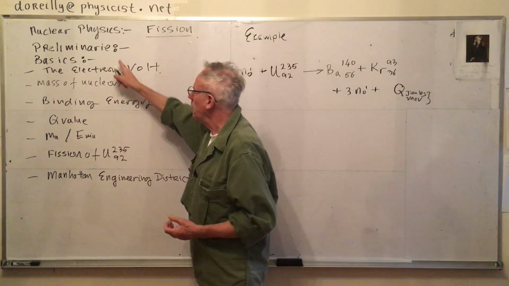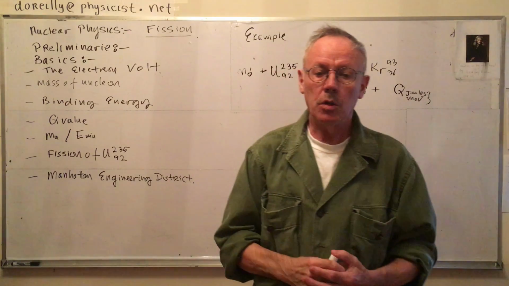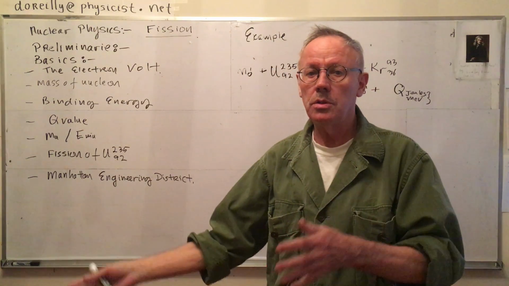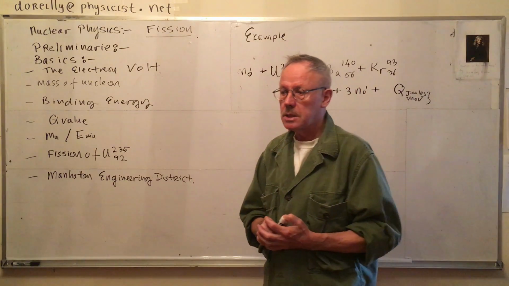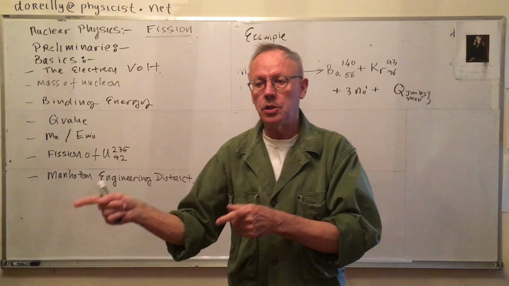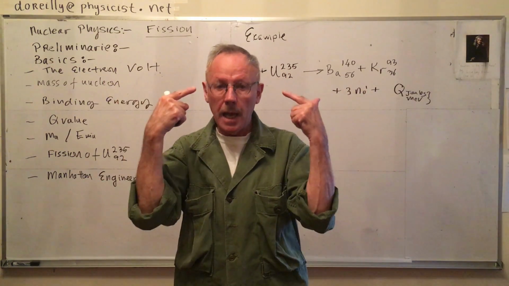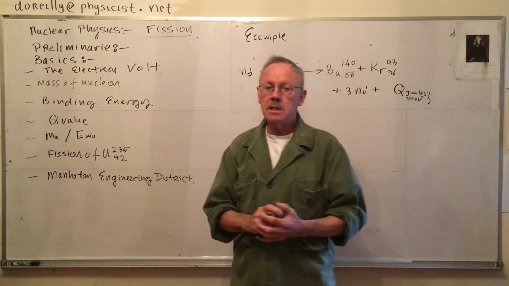So some basics. We look at the electron volt. I actually have a class where I show conversion from electron volts to joules, joules to electron volts. So I'll do a quick version of that too, because it has to be second nature to you. You have to be able to go from electron volts to joules, joules to electron volts in your head, okay? We'll find the mass of the nucleon.